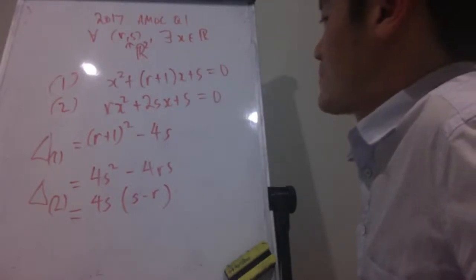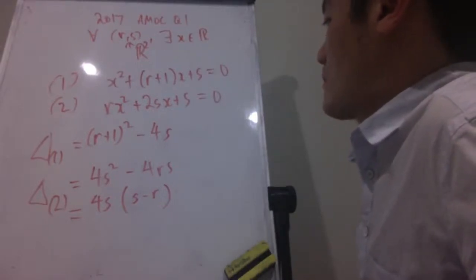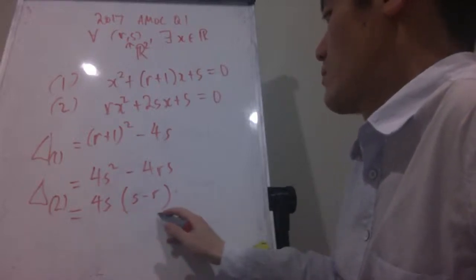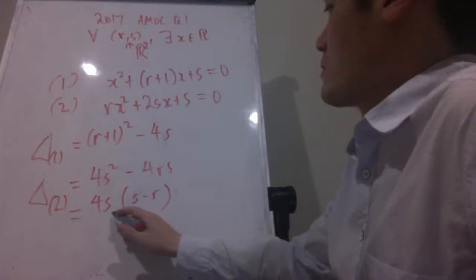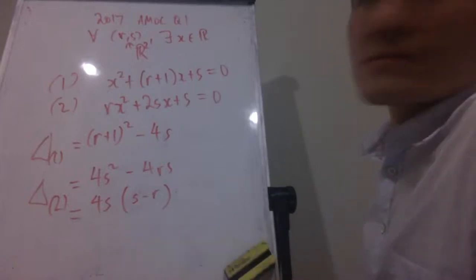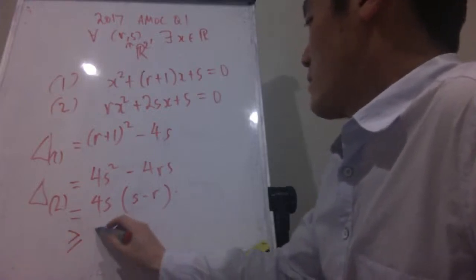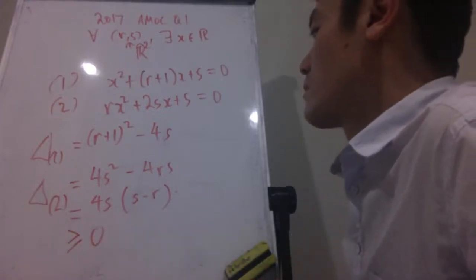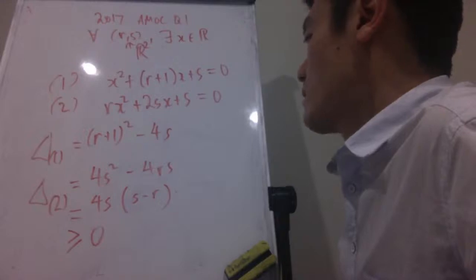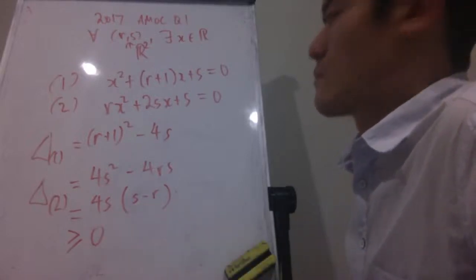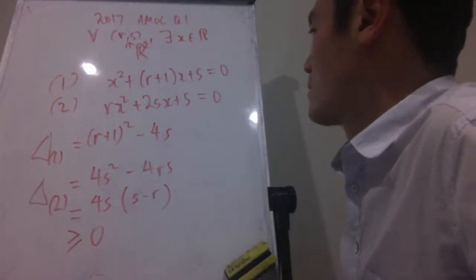Okay, so yeah, we don't really need a 4 because we only care about whether this is positive. It's allowed to be 0. Yeah. All right. So it's greater than or equal to 0 if both these are positive or both are negative. Yeah. What do we do next?